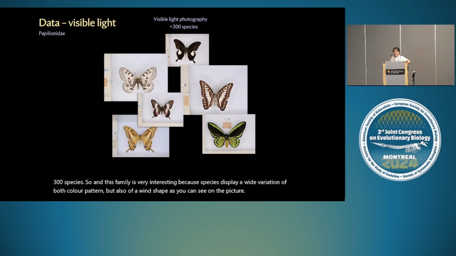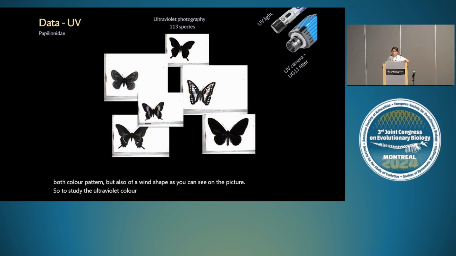To study the ultraviolet color patterns, I took UV photographs using a particular setup of those same specimens. Here are some examples of UV pictures. The whiter the pixel, the more UV reflective it is. I managed to get 113 species in common between the visible light dataset and the ultraviolet dataset.